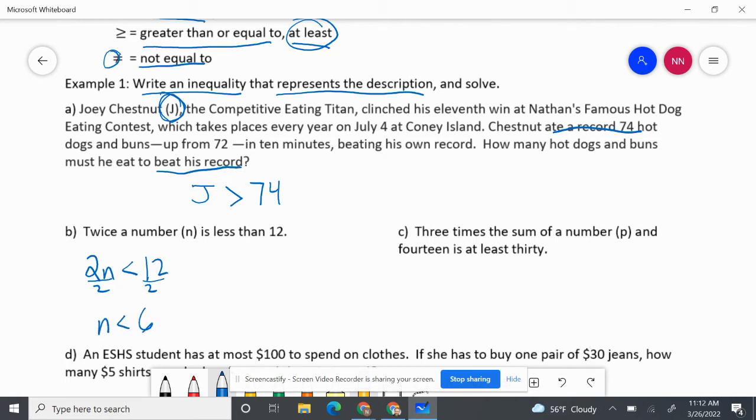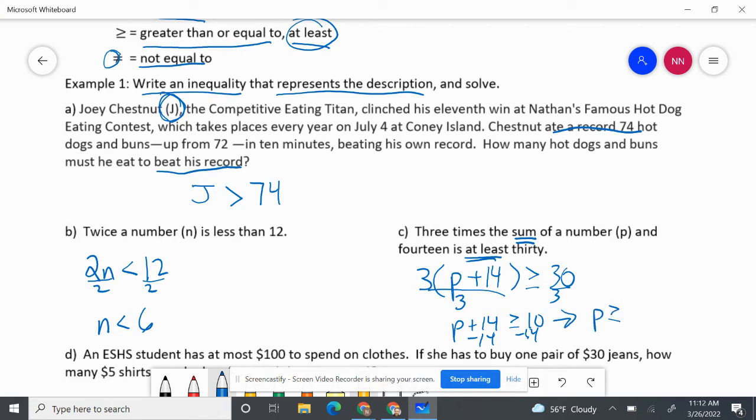It says 3 times the sum. Now notice that we're multiplying the sum, so we're multiplying 3 times the sum of a number. They're telling us to use p and 14. Now notice it says at least. Whenever it's at least, it would be greater than or equal to, and in this case it's 30. I'm going to divide each side by 3, and I get p plus 14 is greater than or equal to 10. Then I'm going to subtract the 14, and what I get is p is greater than or equal to negative 4.